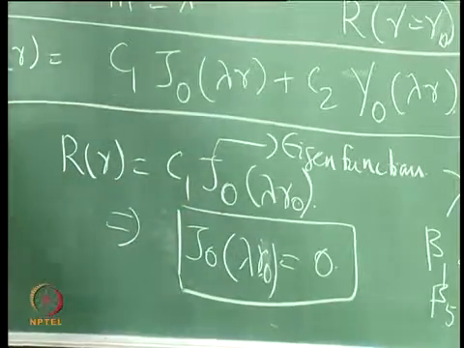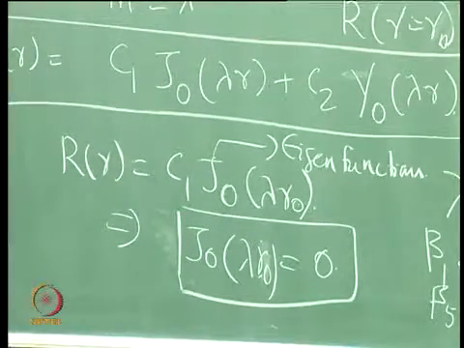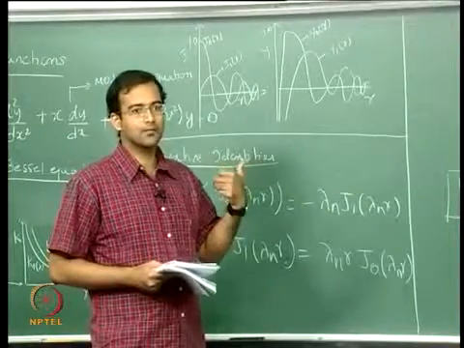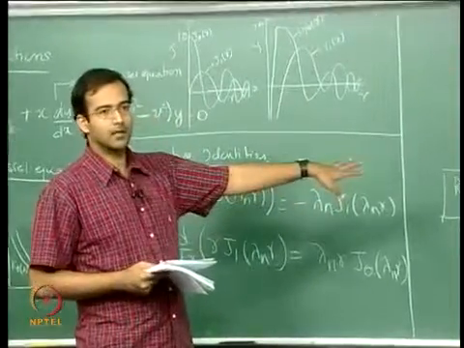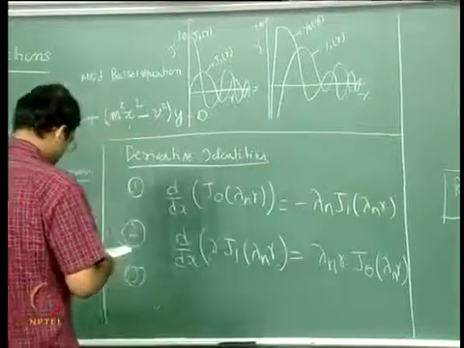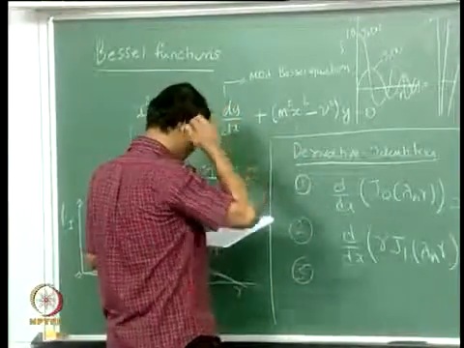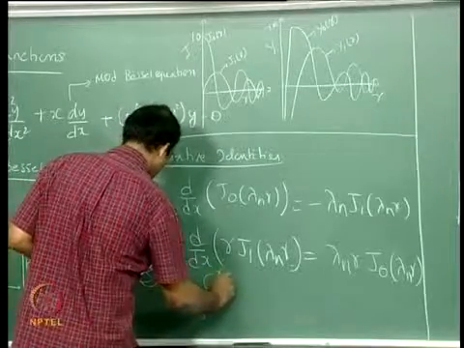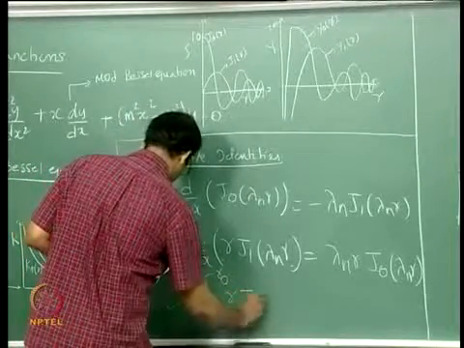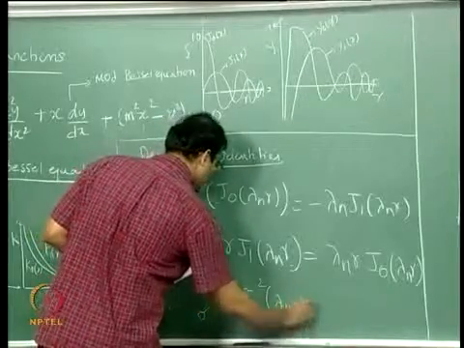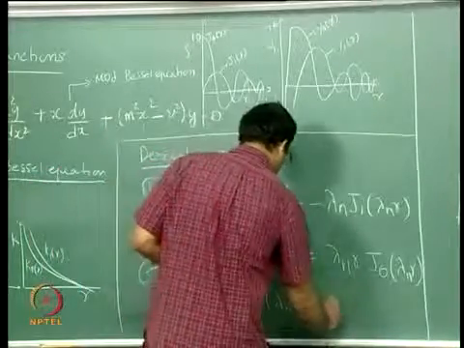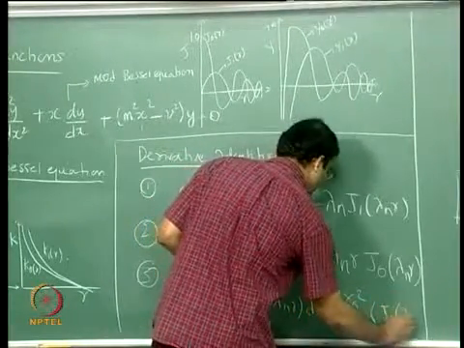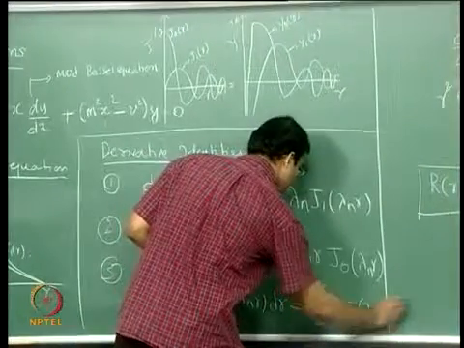Now any eigenvalue problem where you determine your eigenfunction should satisfy the principle of orthogonality. We will see that it is very useful to determine the remaining constant. Now that principle of orthogonality for this case can be written as the integral from 0 to r naught of r j naught square dr is equal to r naught square by 2 j1 the whole square.